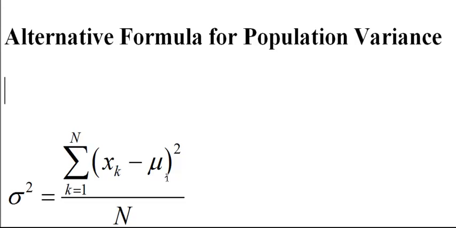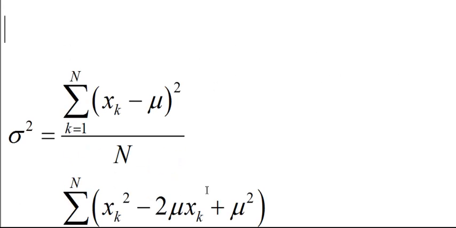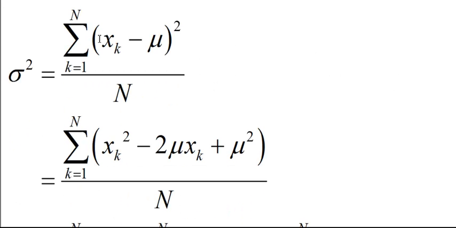Now what we're going to do here is a little algebraic manipulation on this particular formula and come up with an alternative formula. So first thing I'm going to do is take this polynomial and just square it out. If you remember, if you square a binomial like this, you square the first term, you square the last term, you multiply the two things in the middle and double it. Or think of it as x sub k minus mu, times x sub k minus mu, and use the distributive property, also known as FOIL, to work this out.